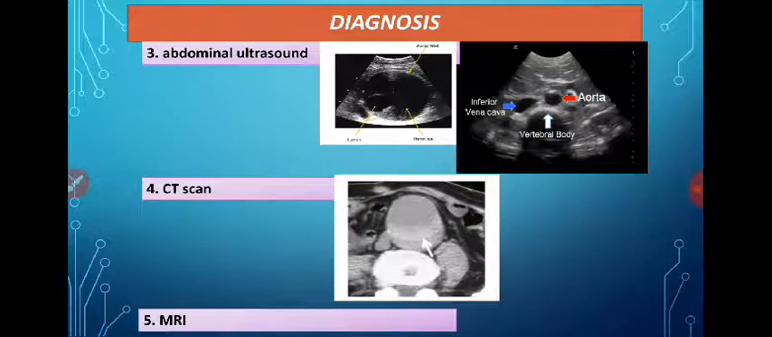Also we can take an abdominal ultrasound for the patient, especially if the patient is a man from 65 to 75 years old who has ever smoked, as he has more chances of getting an aortic aneurysm. Also, we have CT scan and MRI.